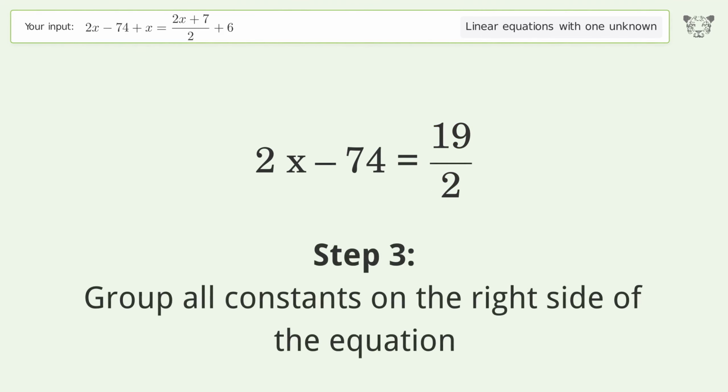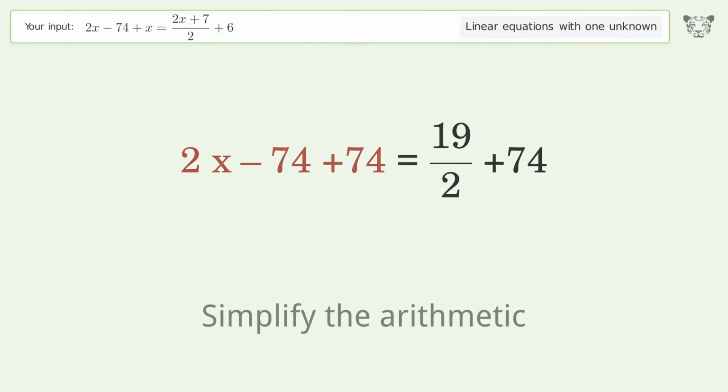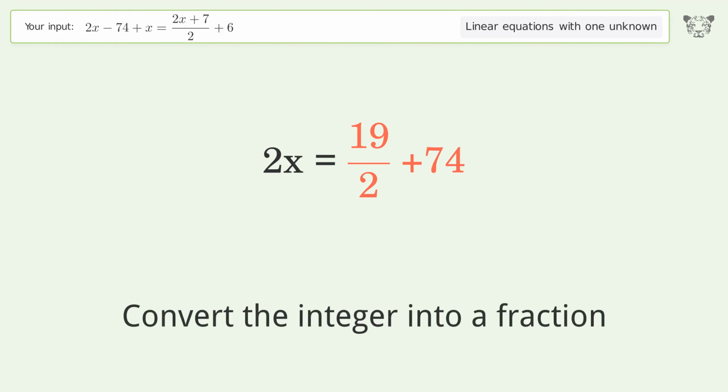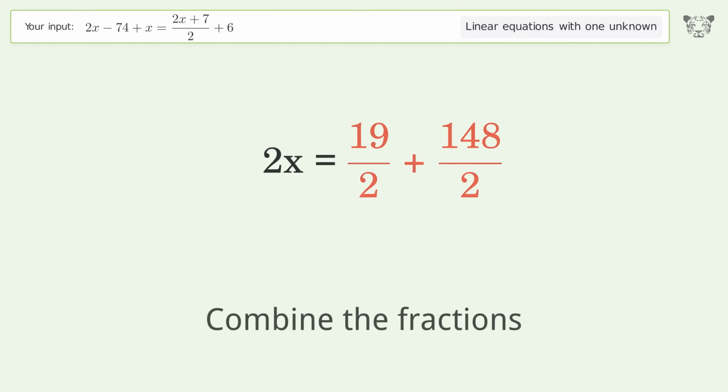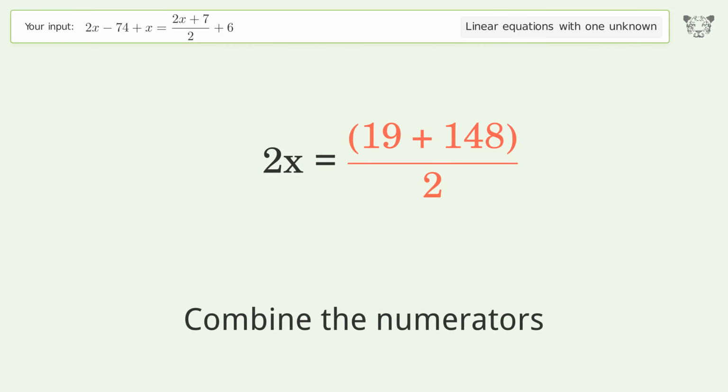Group all constants on the right side of the equation. Add 74 to both sides. Simplify the arithmetic. Convert the integer into a fraction. Combine the fractions. Combine the numerators.